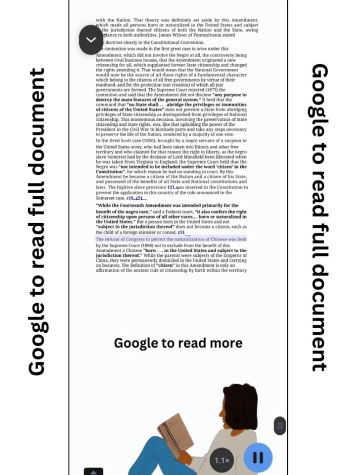The refusal of Congress to permit the naturalization of Chinese was held by the Supreme Court in 1898 not to exclude from the benefit of this amendment a Chinese born in the United States and subject to the jurisdiction thereof. While the parents were subjects of the Emperor of China, they were permanently domiciled in the United States and carrying on business. The definition of citizen in this amendment is only an affirmation of the ancient rule of citizenship by birth within the territory.